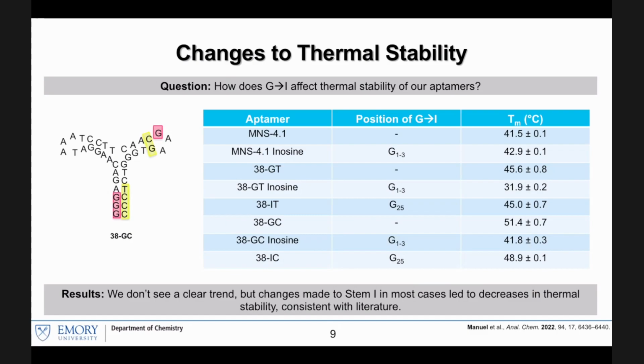It is consistent with literature because, again, something that's seen in literature is truncating this stem altogether not only decreases the stability, but it also actually completely diminishes the binding. So we have a method where while we are decreasing the stability of our aptamers, we are not completely getting rid of the binding. So that's why G to I was really the way for us to go, because again, if we truncate, we won't bind at all, versus changing the G to I, we were able to get a range of binding affinities. Even if we were decreasing the stability, we were still able to produce aptamers that bind.